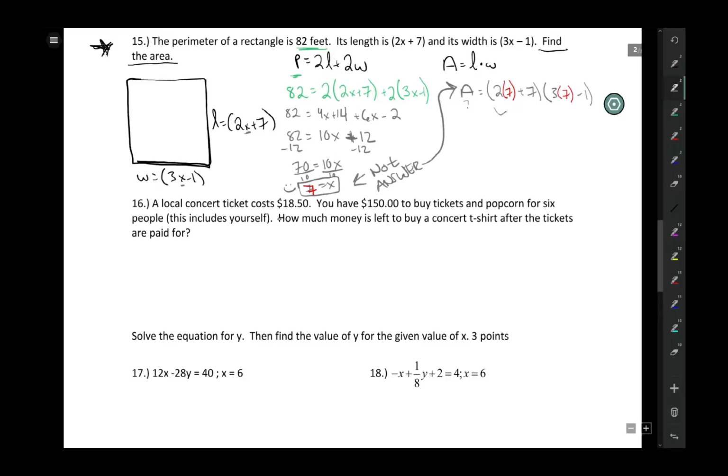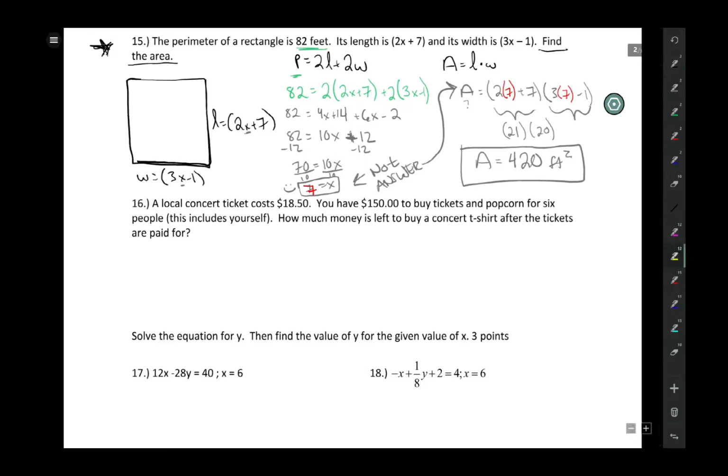And you can certainly type this in your calculator. 2 times 7 is 14, plus 7 is 21. 3 times 7 is 21. And 21 times 20. Again, don't be a hero. Use your calculator, perhaps. 21 times 20 gives us 420 feet squared. Okay, so that's the area. This is your answer. Okay, that's your answer there.